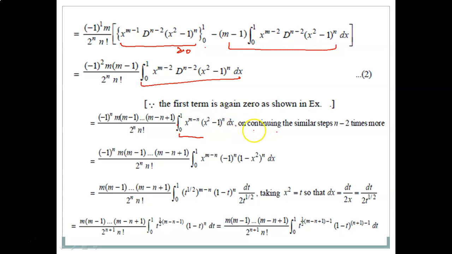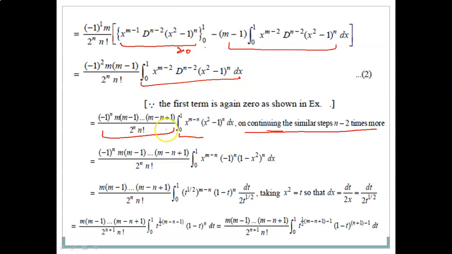Continuing in a similar way up to n minus 2 times, at the next step you will have m minus 2 here, and here it will become m minus 3, and it will become n minus 3, and so on. So when we continue these steps up to n minus 2 times, we'll have an expression of this type. Outside the integral we will have these kinds of terms, and inside we shall have x raised to power m minus n, x square minus 1 raised to power n dx.